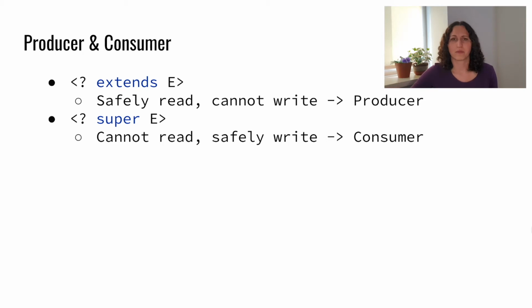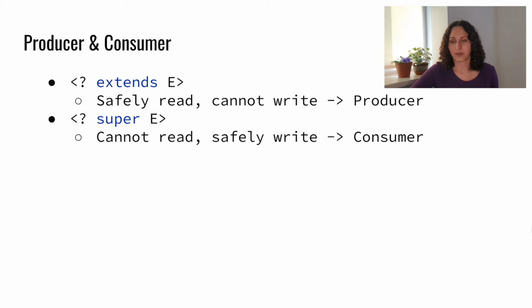How to remember when should I use extends, when should I use super? There is a pretty simple rule. If our type or class interface, if you can safely read from this type but cannot write, such a class is called a producer, because it can just return elements but can't take elements of this type.